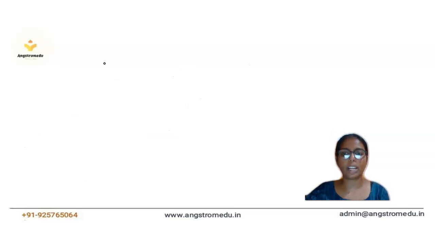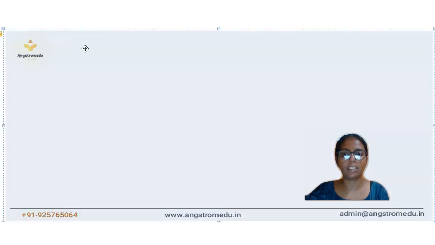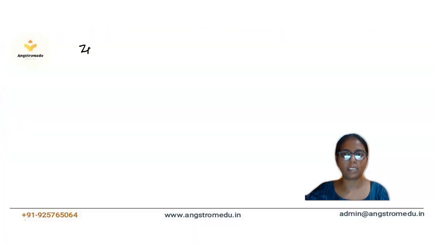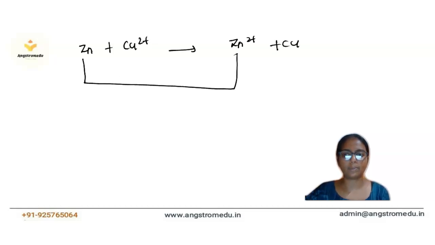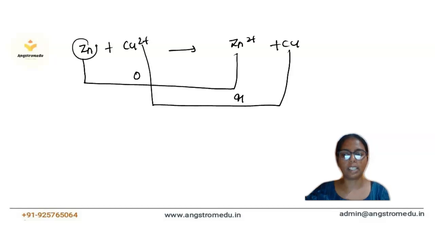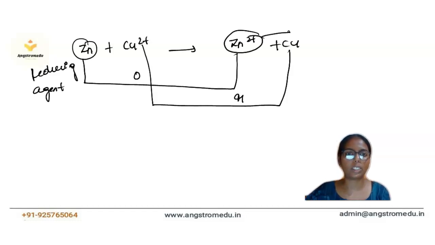If you write the overall reaction of zinc and copper, it would be like this: zinc reacts with Cu2+ to produce Zn2+ and Cu. So here zinc undergoes oxidation, and copper undergoes reduction. So zinc acts as a reducing agent, and the product obtained here is the oxidized product.